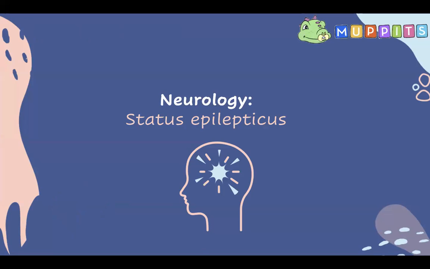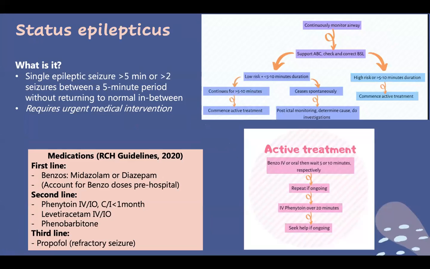All right. Status epilepticus is a single epileptic seizure greater than 5 minutes, or 2 seizures within a 5-minute period without returning to normal in between. This is a medical emergency, and in exams, they like to ask how you would treat this. Essentially, you want to continuously monitor their airway, support their ABCs, and check and monitor their blood sugar levels. If they're high risk, you commence active treatment. If they're low risk and the seizures spontaneously resolved, then you just monitor them. But if it's still continuing, then you commence active treatment.